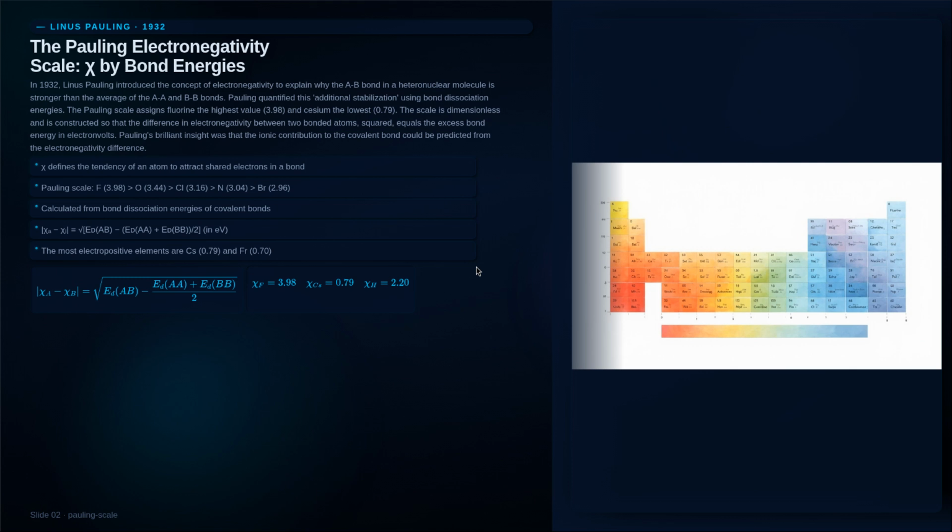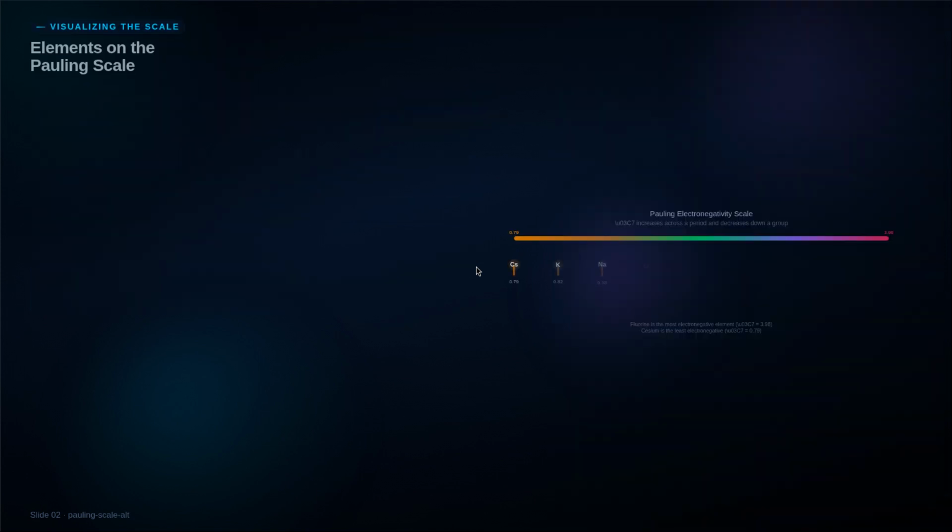On the Pauling scale, fluorine is the most electronegative element with a value of 3.98, while cesium is the least at 0.79. The scale is dimensionless, and the difference in electronegativity between two bonded atoms, when squared, equals the excess bond energy in electron volts. The formula is the absolute difference of chi A minus chi B equals the square root of the dissociation energy of AB minus the average of AA and BB, all in electron volts.